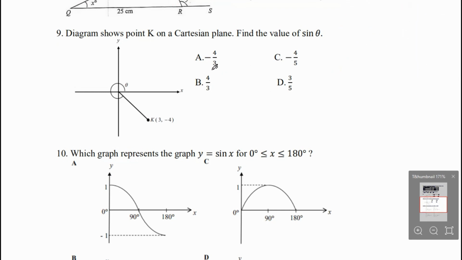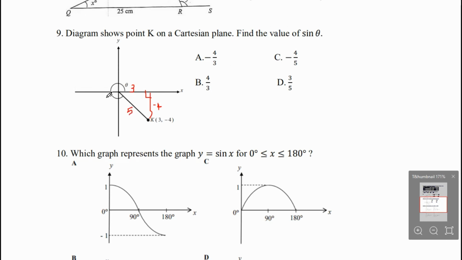Number 9. Diagram shows point K. Find value of sine theta. Draw a triangle. Okay, this is x coordinate. That means this is 3, and this is -4. Okay, this is -4. So what is the value of this one? This must be 5. 3, 4, 5. We use Pythagoras theorem to find.